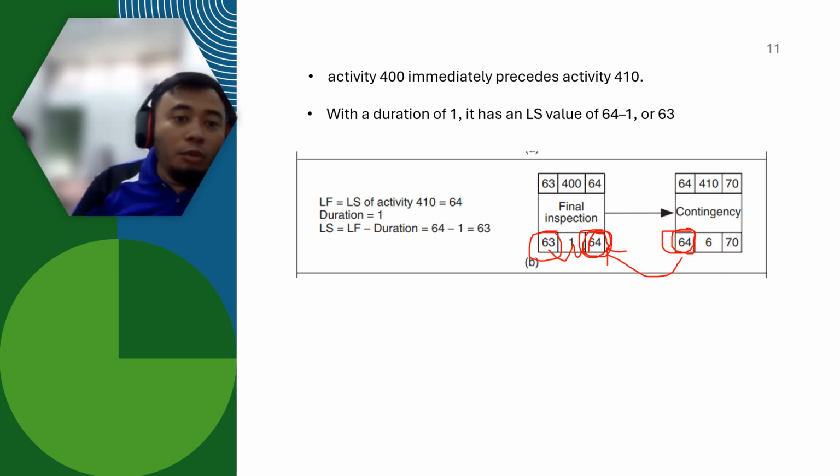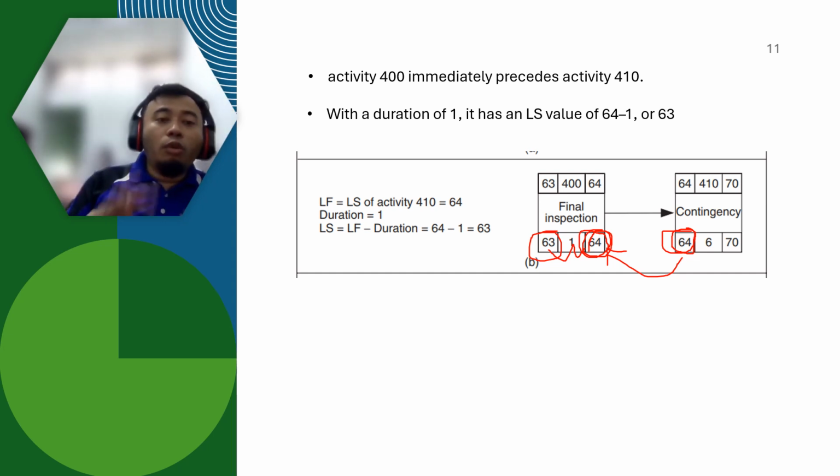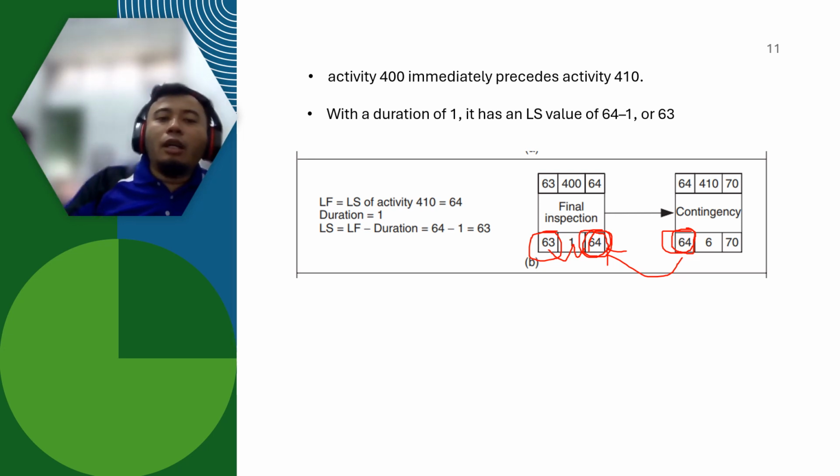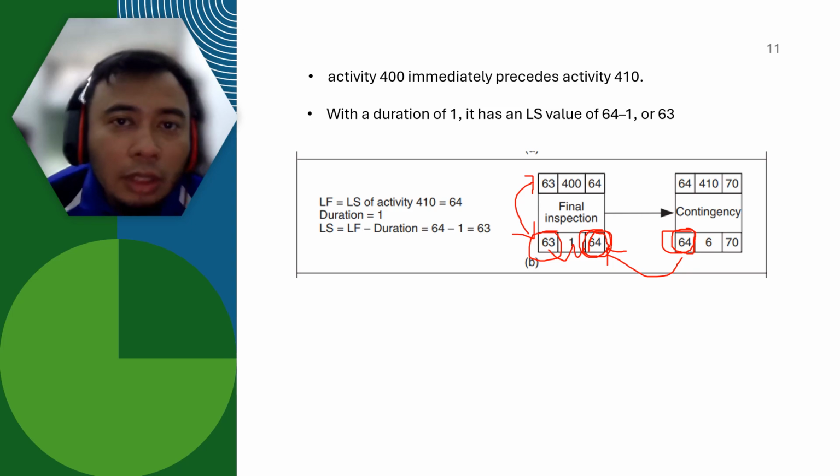So in the next video we take a look at more examples on this late start, late finish. How we can calculate and then come up with the late start for each activity, and then see whether there are any examples, because the early start and late start are similar. So that's all. See you in the next video.